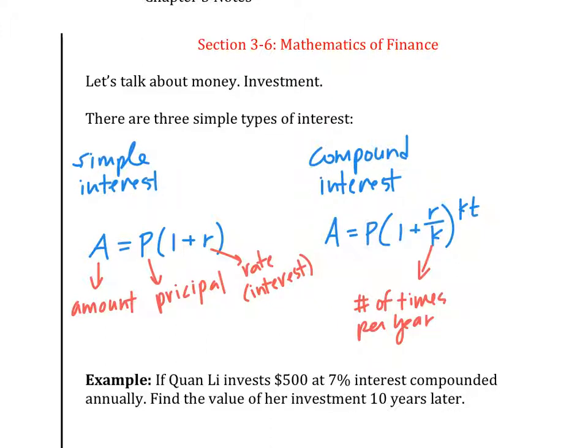So for example, if they say that you get interest quarterly, then how many times a year? 4 times. Quarterly means 4 times a year. Okay, if it says monthly, how many times a year? 12. If it says weekly, how many times per year? 52. There are 52 weeks per year. And then T means number of years.